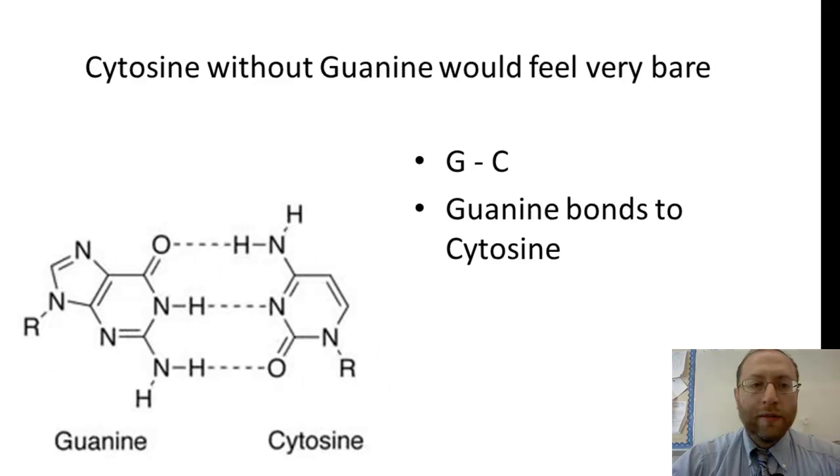On the other hand, the other two, cytosine and guanine, you see cytosine without guanine would feel very bare. That's the way to remember that G goes with C. A goes with T, G goes with C, and that's it. And you see, then this is why. You see cytosine and guanine, there we've got three bonds and not two. So they sort of fit together like a jigsaw puzzle. And you have to remember, A goes with T, G goes with C.